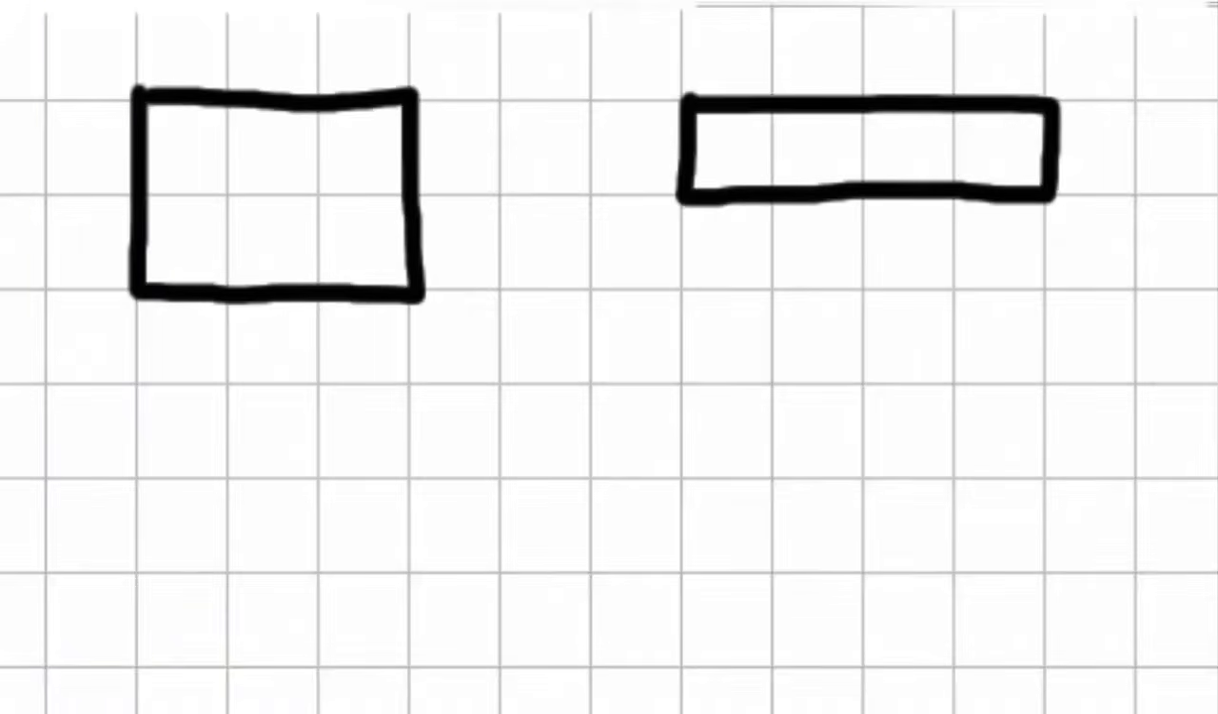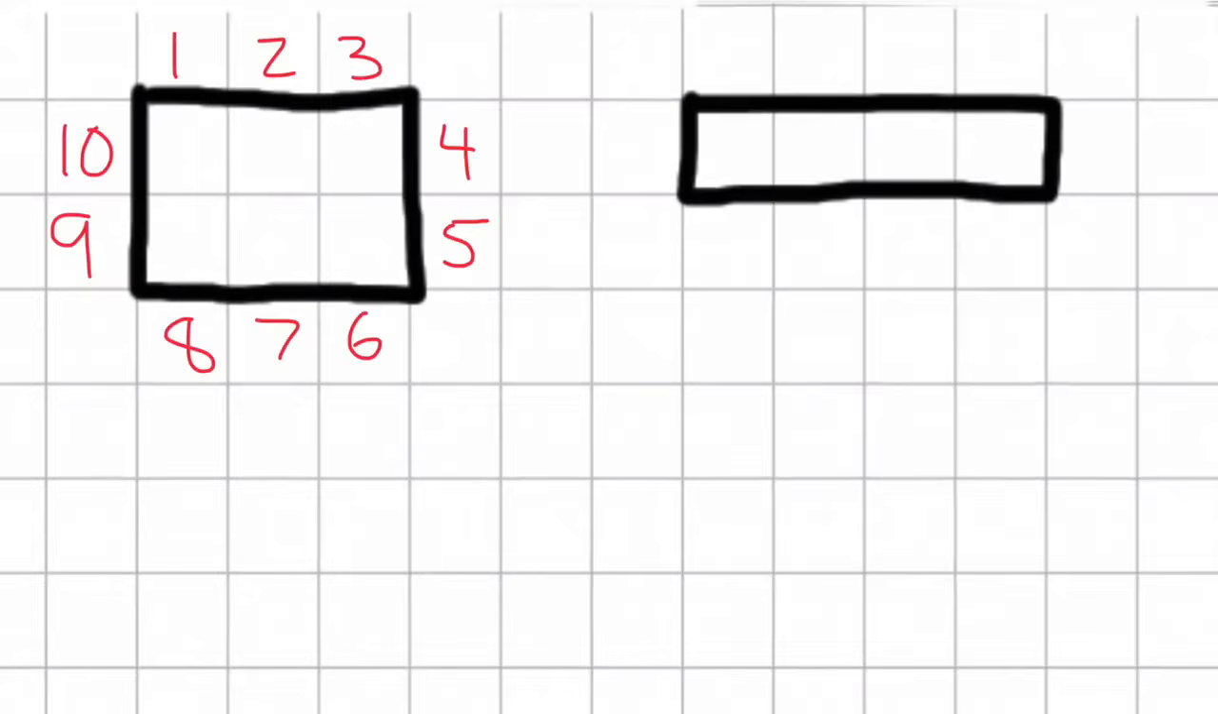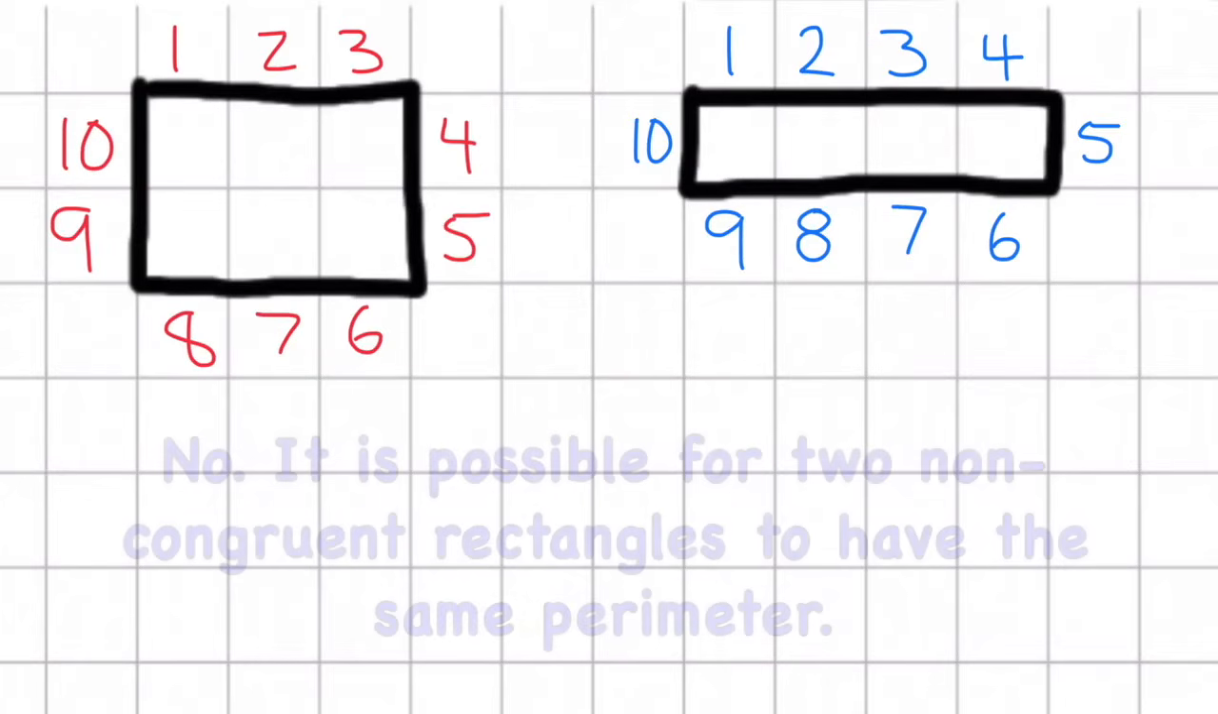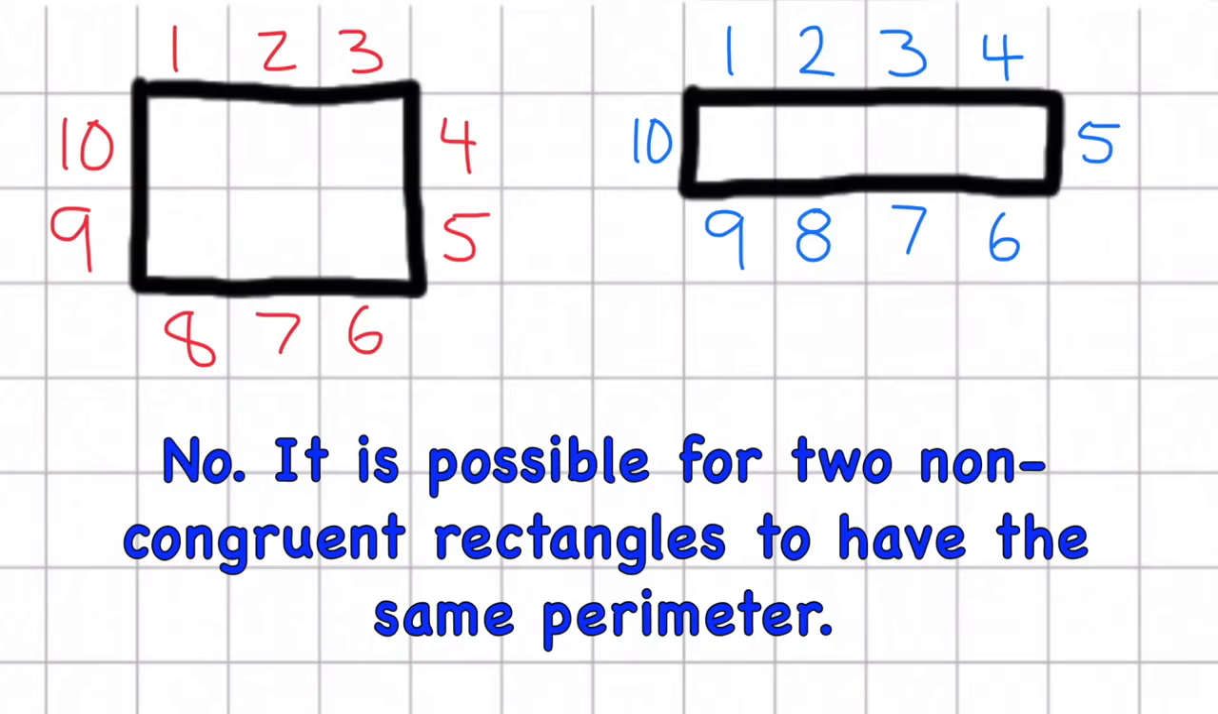I've illustrated 2 rectangles. The first rectangle has a perimeter of 10, and the second rectangle also has a perimeter of 10. Though they have the same perimeter, they're not congruent. The first rectangle has an area of 6 square units, and the second rectangle has an area of 4 square units. So the answer to this question is no. It is possible for 2 non-congruent rectangles to have the same perimeter.